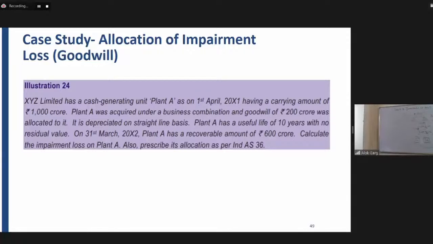So basically this plant A is a cash generating unit which has two values. One is goodwill, one is other than goodwill. And the recoverable value after 1 year is also given. So we need to calculate the impairment loss on the plant, and also we need to prescribe the allocation as per Ind AS 36. So let's solve this case study. Illustration number 24, page number 7.253 of the ICAI study material.